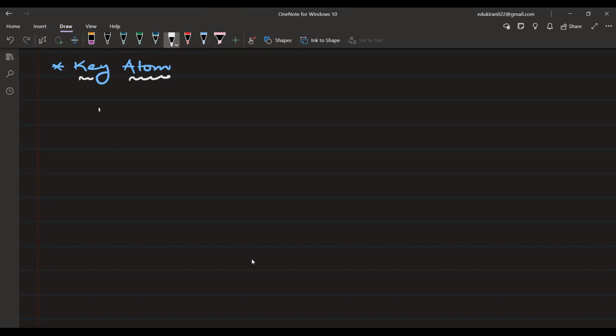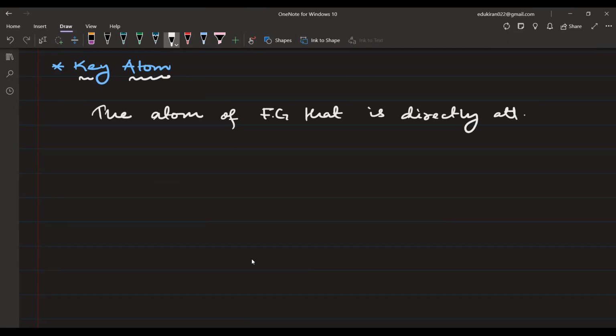What is key atom? The atom of the functional group that is directly attached to the main chain. जो भी अल्काइल चेन है आपके पास, उसमें से जो कार्बन, okay, we have a carbon atom in the functional group that will be attached on the main chain. That atom of the functional group is going to be known as key atom.